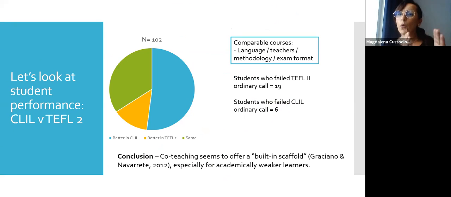And comparing with a course that is not taught using team teaching, as you can see, teaching English as a foreign language is taught by similar, not identical, teachers with the same background, and the methodology and the exam forms and so on are similar. So look at the result. A majority of the students did better in the J-CLIL course, or the same. And few students did better in teaching English as a foreign language. And the number of people who failed in the ordinary call was significantly lower, right?